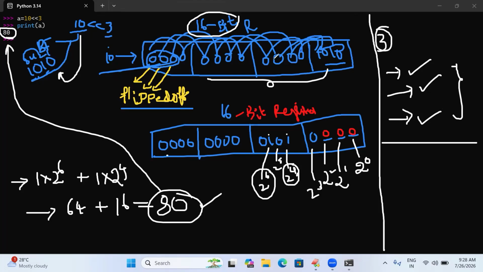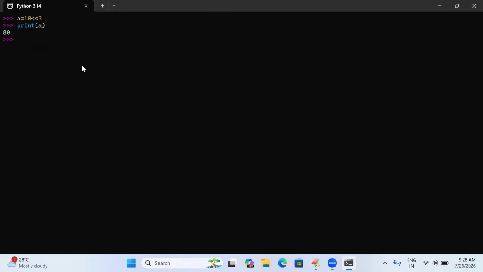So this is all about the bitwise left shift operator. Let me consider some examples. See here, not only this, if I declare A is equal to 10 left shift 4, the output is going to be, print of A, 160, right? Like this we can perform the bitwise left shift operation.